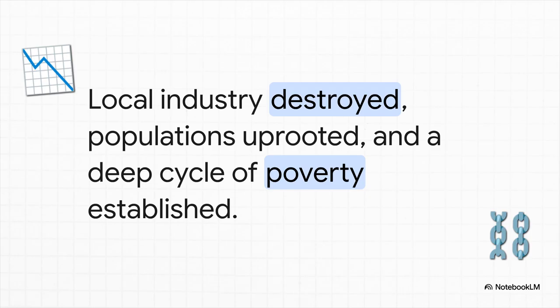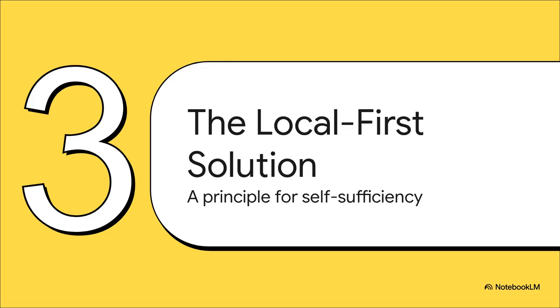And a deep, systemic cycle of poverty got locked into place. This is the problem that the theory we're digging into today wants to solve. Which brings us, finally, to the solution. After diagnosing the illness, what's the cure? Well, this next section introduces a pretty radical, local-first principle for economic health and real self-sufficiency.